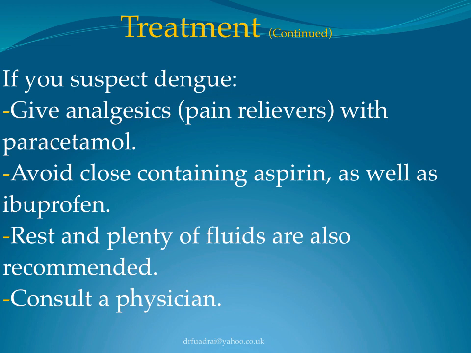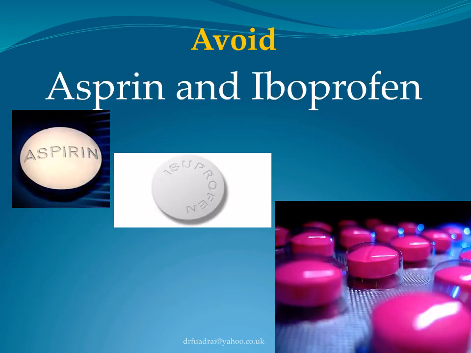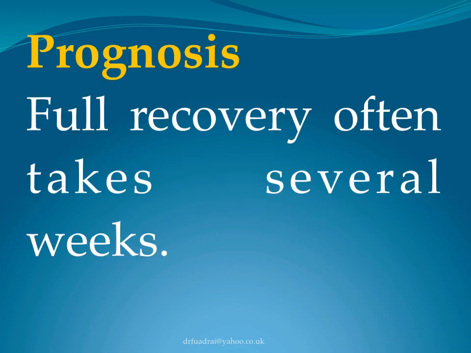The patient needs to consult a physician. Even if you are not sure that it's dengue, it's best to consult a physician. A trip to the hospital is a must if vomiting and severe abdominal pain develop in the first 24 hours after the fever declines. And for dengue hemorrhagic fever, fluid replacement therapy is an option for treatment if the condition is detected early. However, this frequently requires hospitalization. We've already discussed that we need to avoid aspirin and ibuprofen. Full recovery often takes place within several weeks.